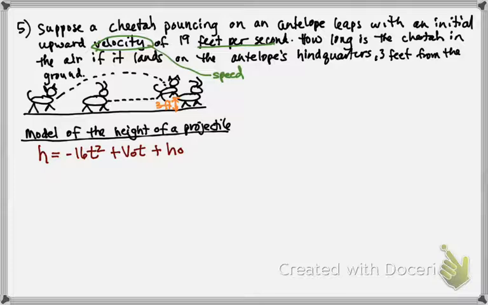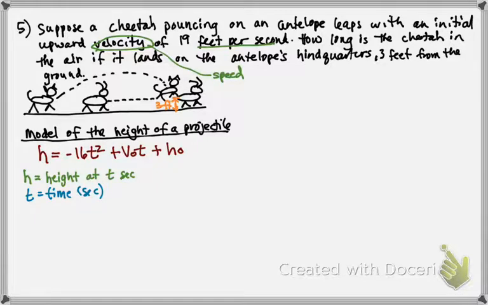So let's define all of our pieces. So h is the distance something travels after time. So this is going to be the height at t seconds. Okay? t is time, and it's measured in seconds.